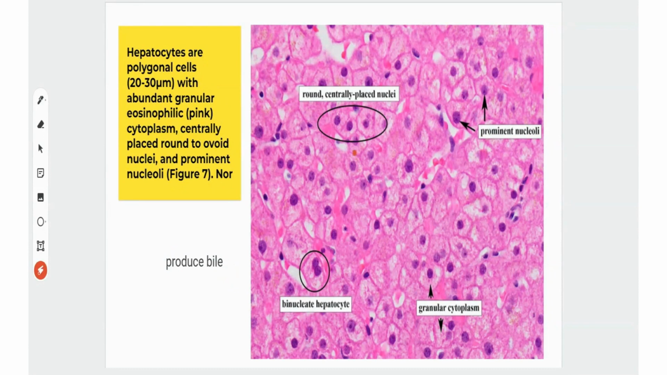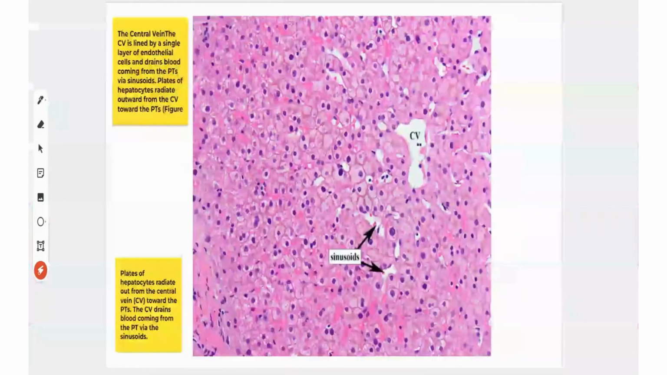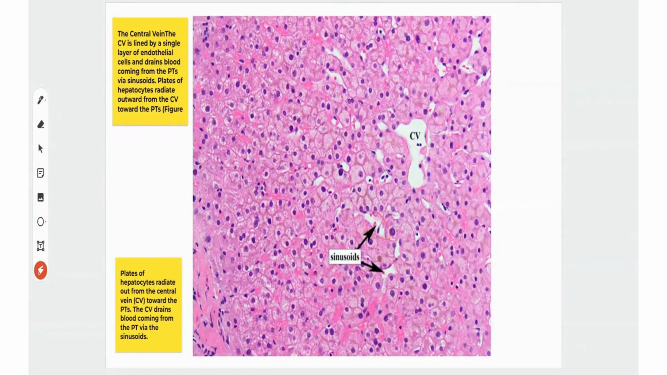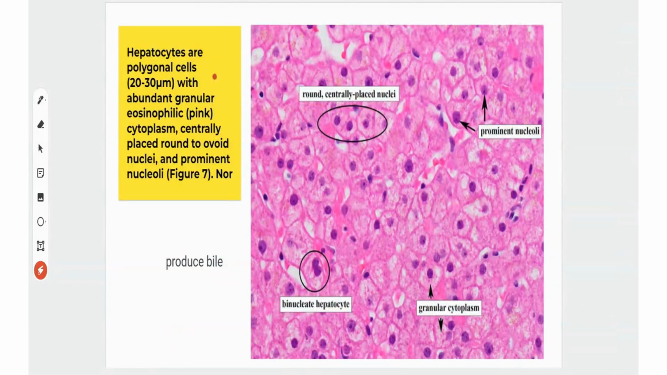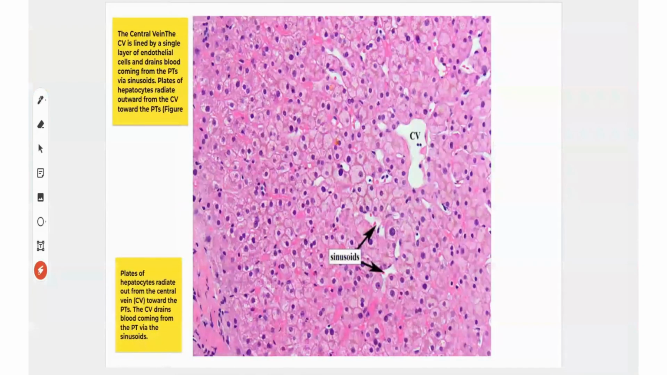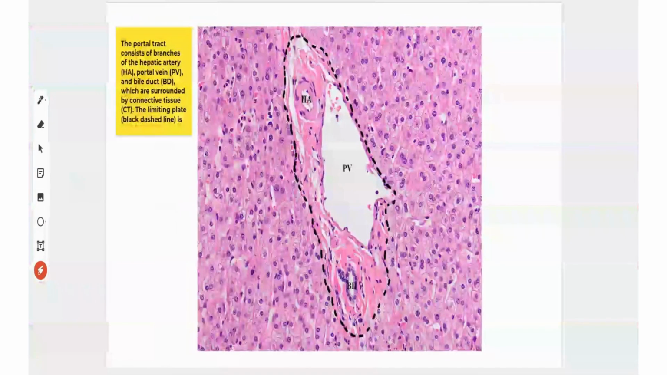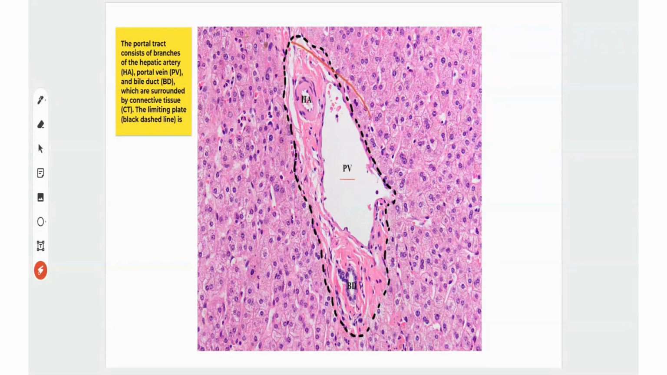Sinusoids receive blood from branches of the portal vein and hepatic artery, facilitating the exchange of nutrients, oxygen, and waste products between the hepatocytes. The portal triads, as mentioned, run in between the corners of each lobule and consist of branches of the hepatic artery, portal vein, and bile duct. They provide the liver with the oxygen, nutrients, and other essential substances for performing its many functions.